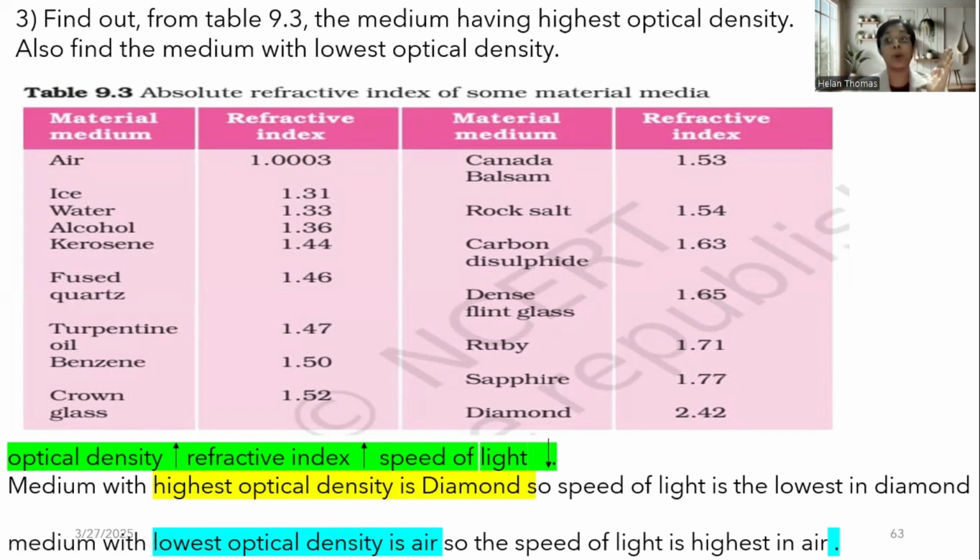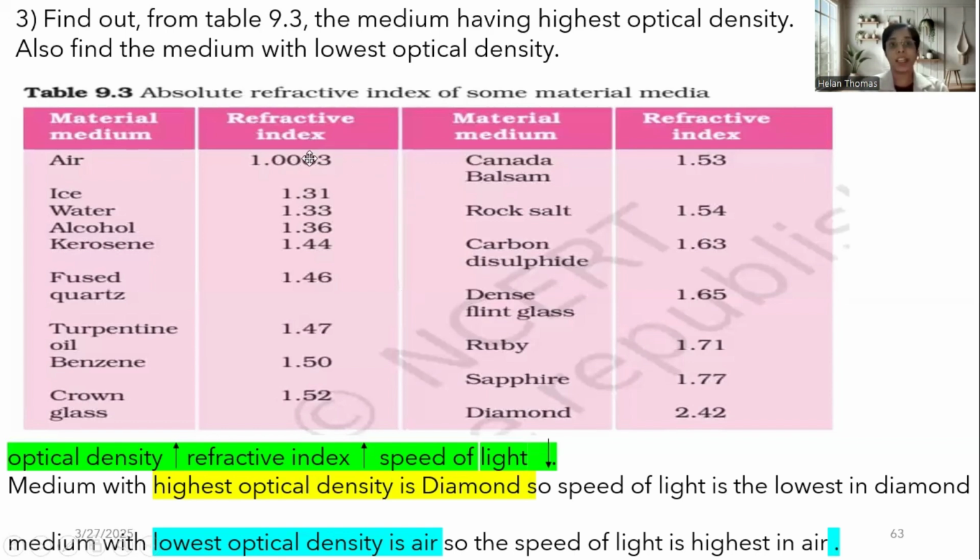When it is denser, the extent of bending will be more. That is, refractive index is nothing but the extent of bending of a light ray towards the normal. So refractive index is the extent of bending in simple terms. So optical density is higher means the extent of bending is higher, that is, the refractive index is higher. So the speed of light is less. The medium with the highest optical density is diamond, as the diamond has the highest refractive index. And also find the medium with the lowest optical density. The lowest optical density will be for air.